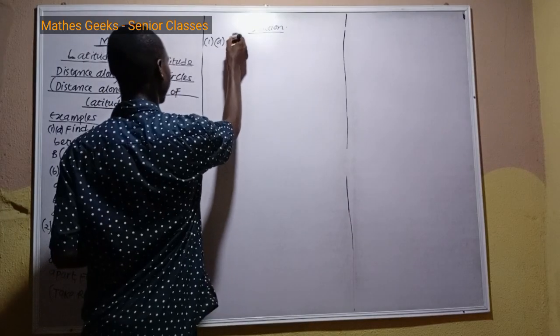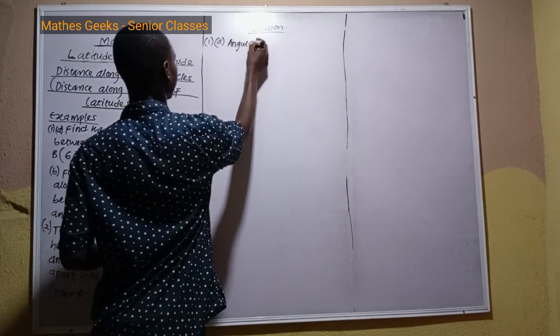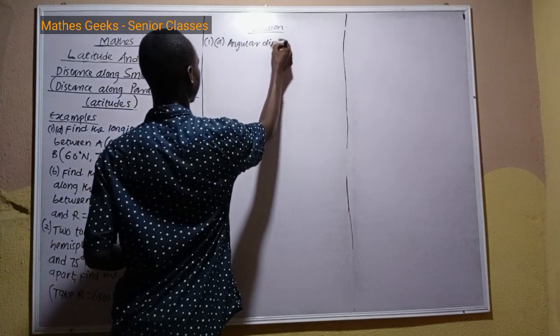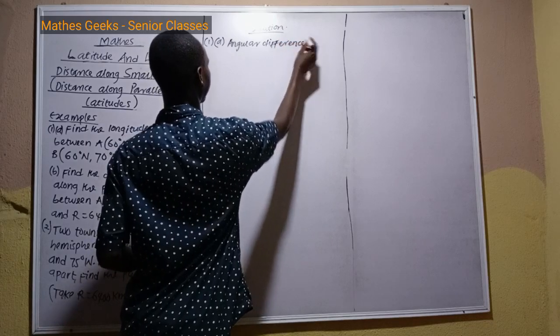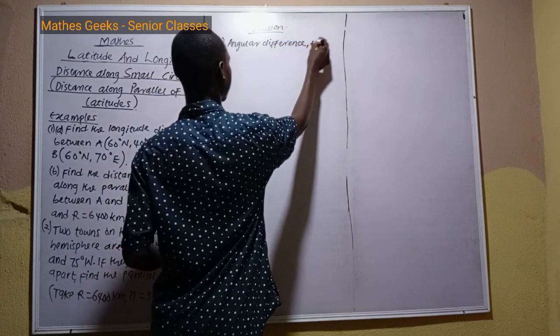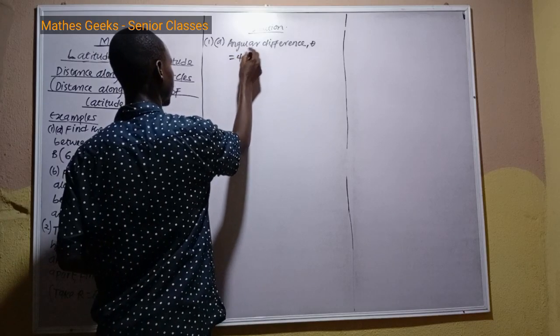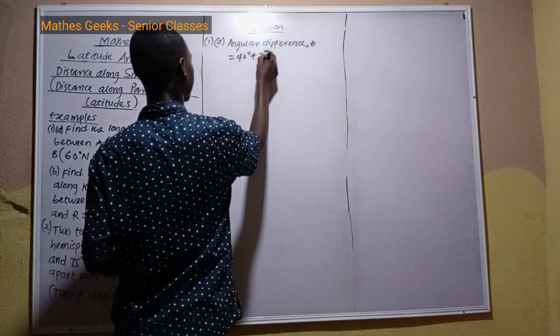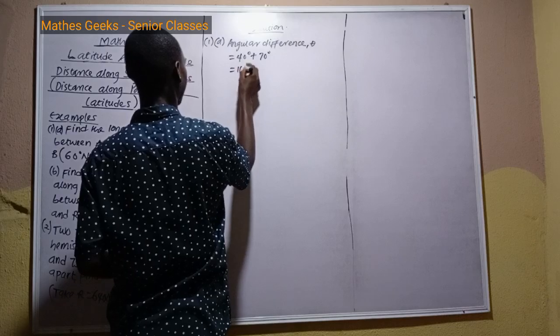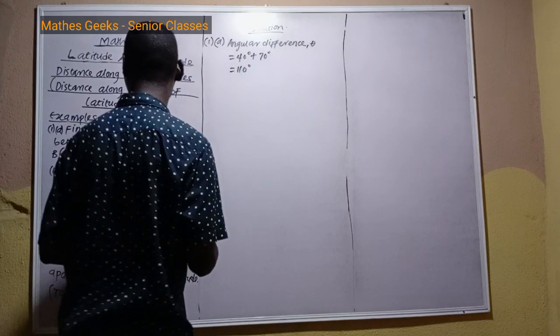So the angular difference theta is equal to 40 degrees plus 70 degrees. That's equal to 110 degrees.